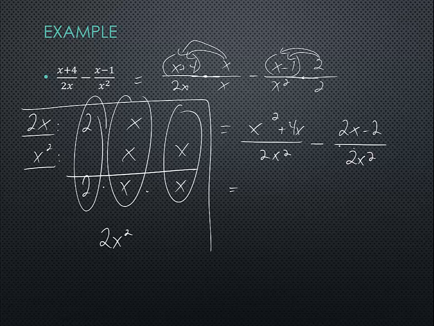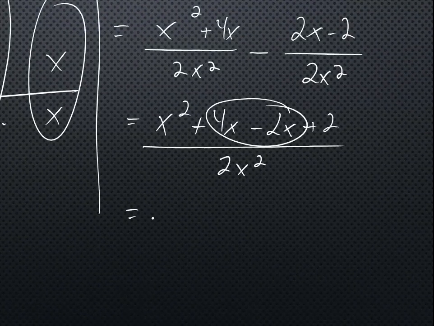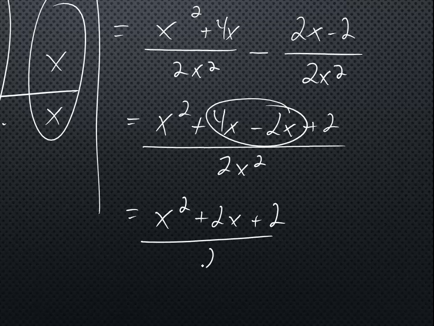Now, since our denominators are equal, we can now add across the numerator. So that would be x squared plus 4x minus 2x minus a negative 2. Minus a negative is positive, so we'll have plus 2 over 2x squared. Last step, combine like terms. So this and this. So we'll have x squared. 4x minus 2x is 2x. So plus 2x plus 2 over 2x squared. And that's your answer.